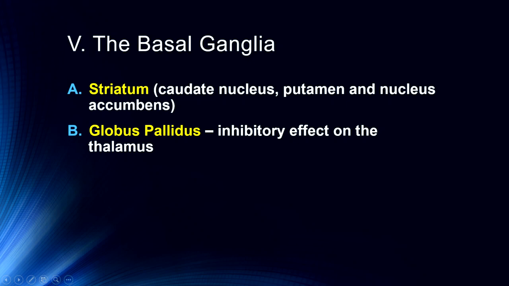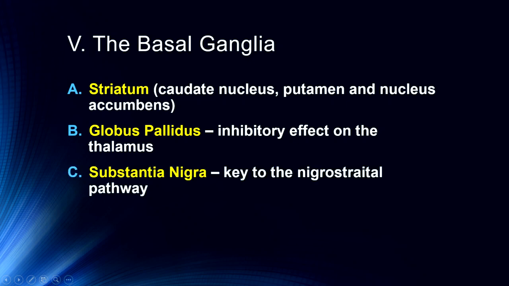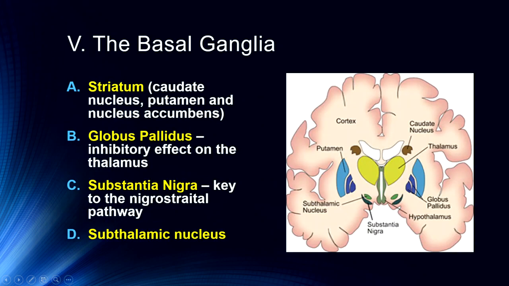One of the ways in which we oftentimes correct for damage caused by Parkinson's disease is by ablating or removing the globus pallidus, and therefore then removing this inhibitory effect. The substantia nigra, this is sort of key to the nigrostriatal pathway. This is where most of the damage caused by Parkinson's disease occurs, in the substantia nigra. It's a loss of dopaminergic neurons in this particular part of the pathway. And then finally, the subthalamic nucleus. All of these are considered part of the basal ganglia, and you can see them here.